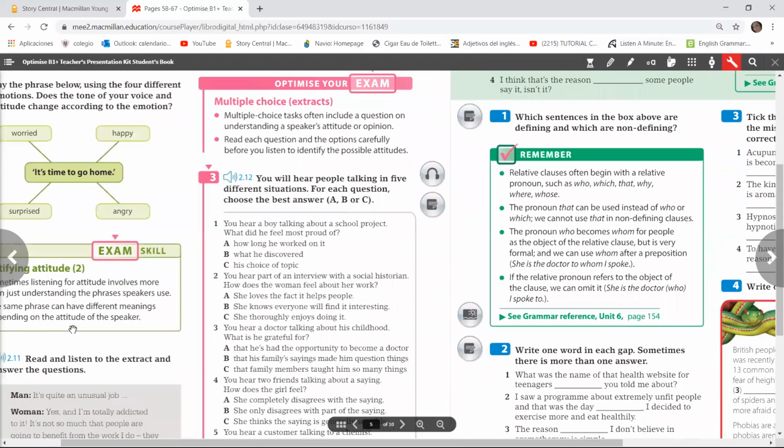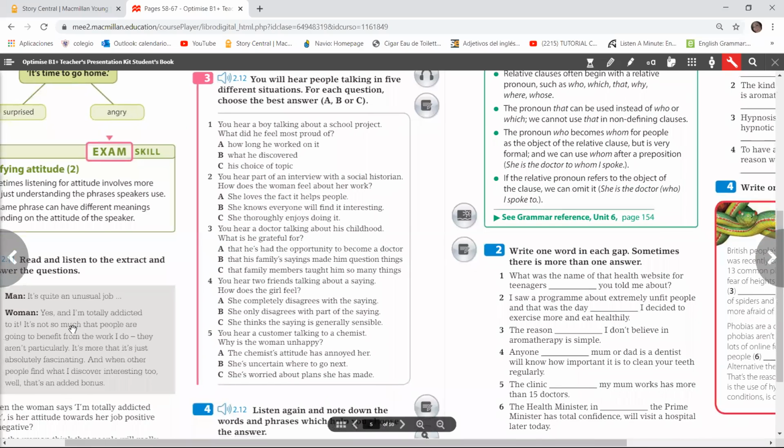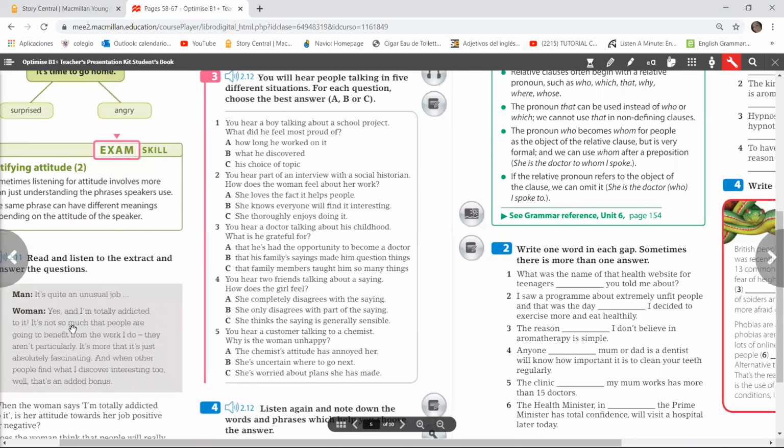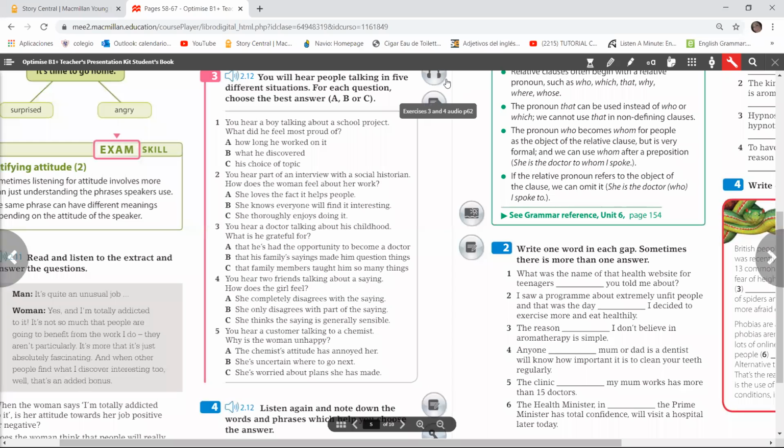Listen, please. The number 3. You will hear people talking in 5 different situations. For each question, choose the best answer, A, B, or C. Before I play the listening, I need that you read them. Léanlas antes de que yo ponga. Tienen un minutito para leer las 5 con las respuestas, qué es lo que podría ser el resultado. I need that you read the questions and the letters A, B, and C. Okay, you have only 1 minute, okay, because I'm going to play it. Okay, read them.